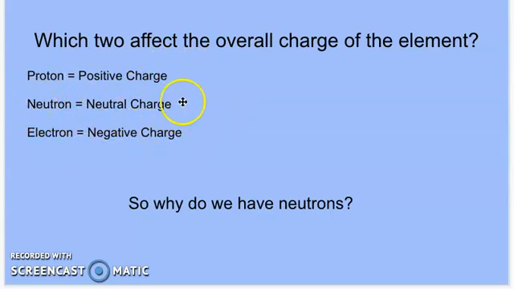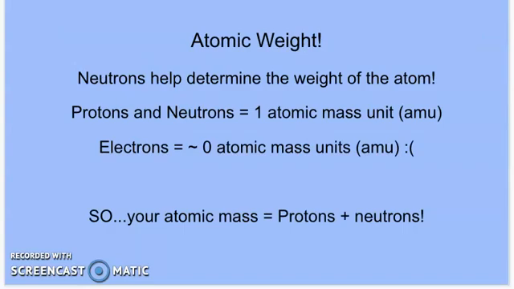Why do we need neutrons then? If they don't have a charge and they don't affect the overall charge at all, why are they there? Why are they in the middle of your atom hanging out with the protons? It's a super important reason. Surprise! The atomic weight. So every atom has, no matter how small it might be, a weight to it. And that's what the neutrons are there for.